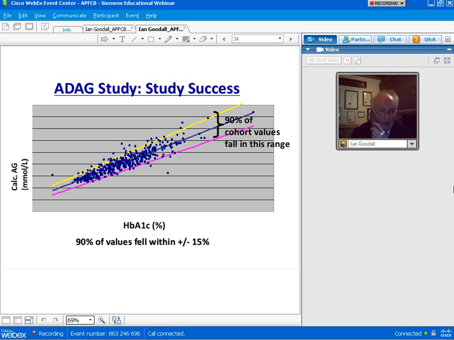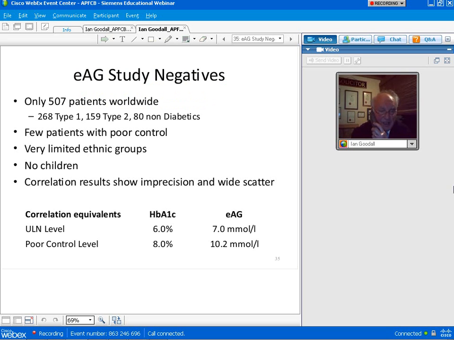Worst of all, the correlation equivalence at the upper limit of normal hemoglobin of 6%, the mean blood glucose was 7.0, and at the poor control level of 8%, which is the level at which people are supposed to change therapy, the mean blood glucose was 10.2, and most diabetics oscillate around these figures all day long. So the validity of estimated average glucose was pretty well washed out.